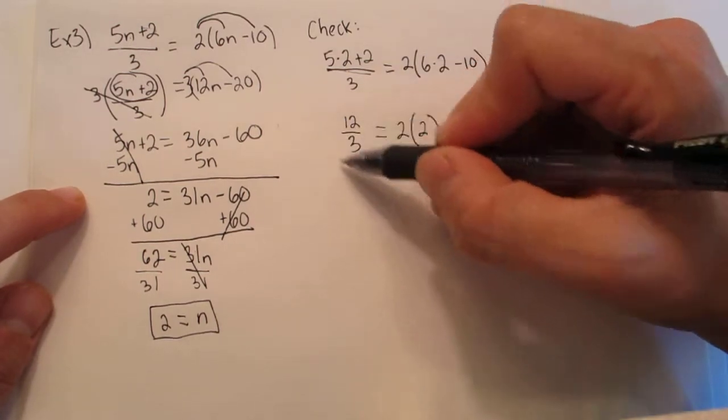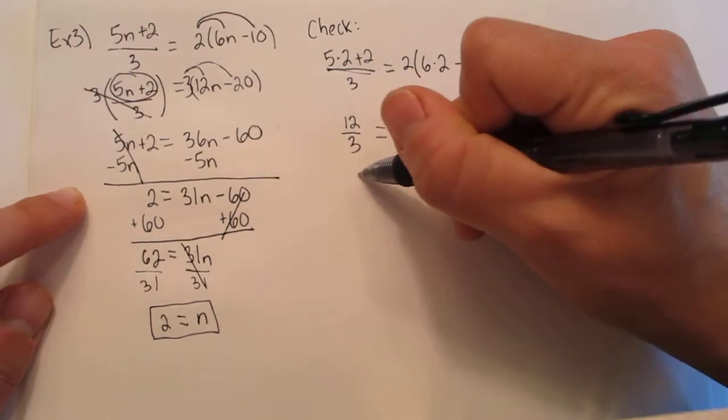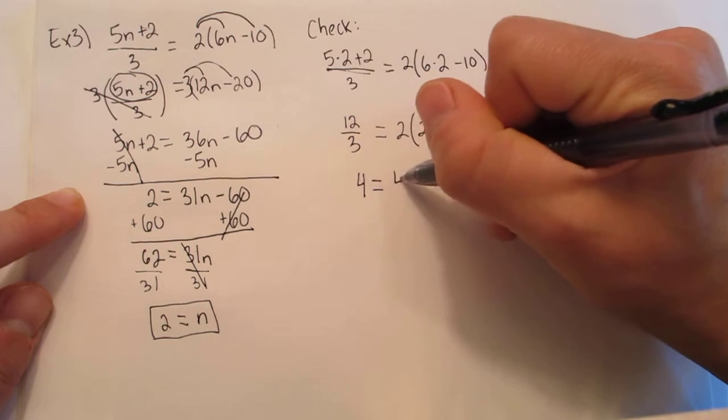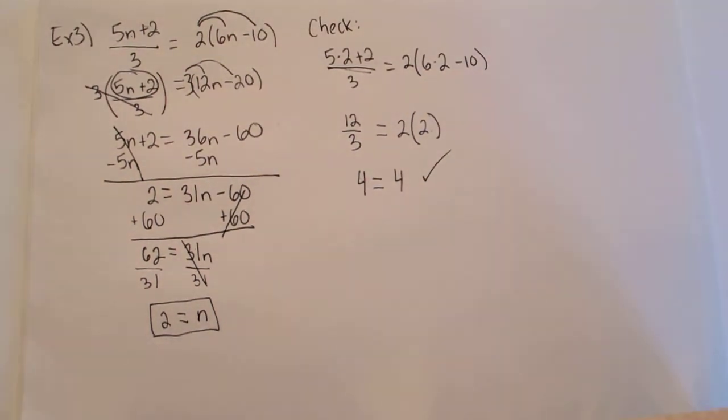Almost done. On the left, I'm going to keep simplifying using order of operations. So 12 divided by 3 is 4. Bring down my equal sign. And 2 times 2 is 4. The left-hand side and the right-hand side are equal. That's how we know we did it right.